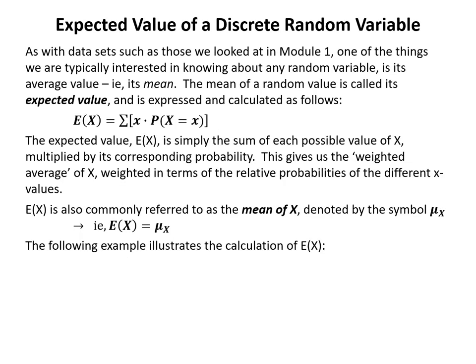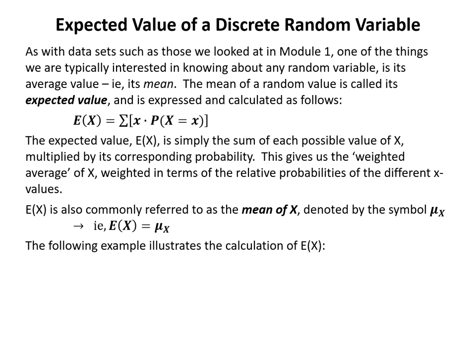As with data sets such as those we looked at in Module 1, one of the things we are typically interested in knowing about any random variable is its average value, i.e. its mean. The mean of a random variable is called its expected value and is expressed and calculated as follows. We use the notation E of X, read as the expected value of X. The expected value of X is equal to the sum, over all of the X values, of each X value times the probability that X equals that value. The expected value E of X is therefore simply the sum of each possible value of X multiplied by its corresponding probability. This gives us the weighted average of the random variable X, weighted in terms of the relative probabilities of the different X values.